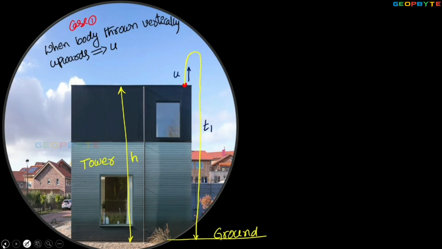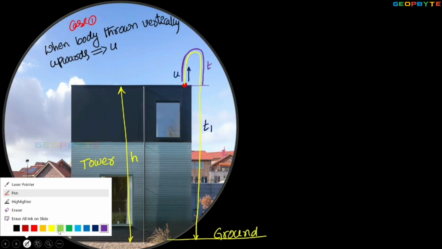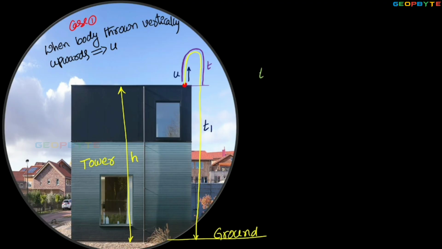But the body has to travel, for the first case, first this distance. Then, after reaching the projecting point, it travels a height of h. First, let me estimate the time required for reaching the topmost point and returning to this point. Let that time be t. That time t, when it is projected vertically upwards, to return to the projecting point, remember, t equal to 2u by g. Right?